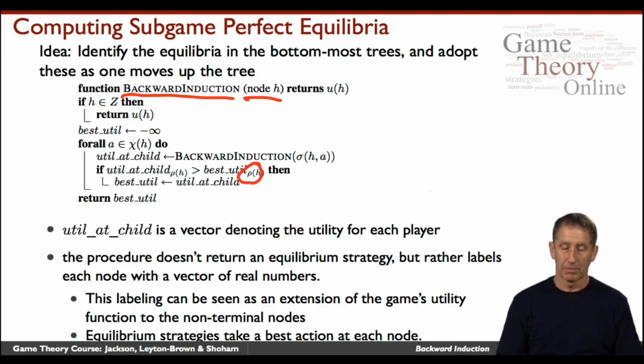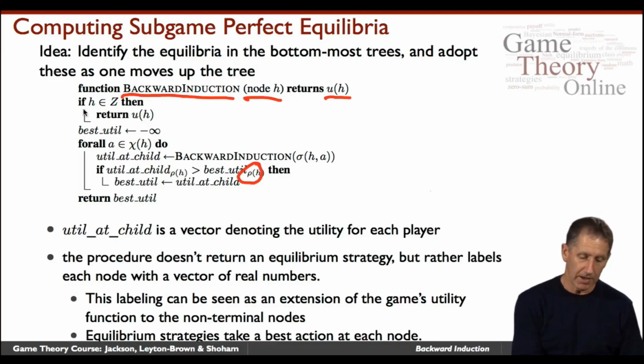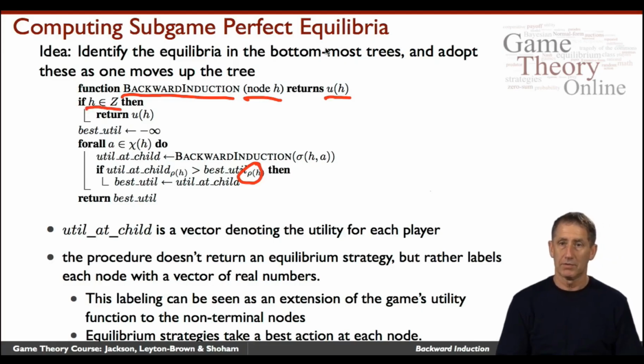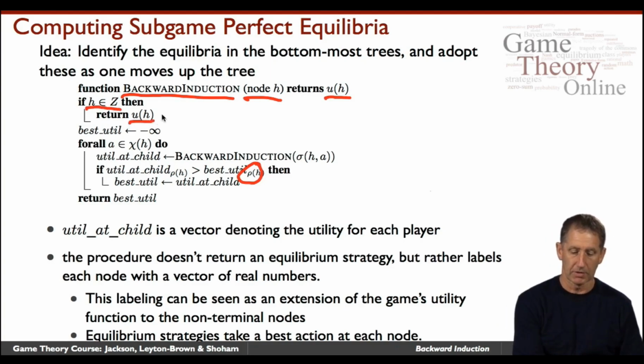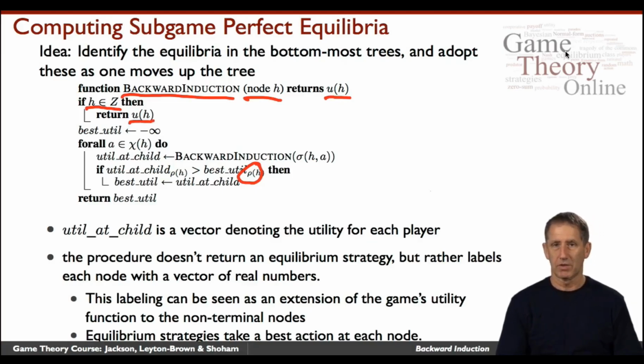And when the procedure returns, it'll give us those payoffs to all of the agents associated with that node. So how did that work? Remembering our intuition, we say the following. If H is a leaf node, Z is a set of leaf nodes. If H is a leaf node, then we simply return the payoff vector as defined by the game. That's where the recursion bottoms out.